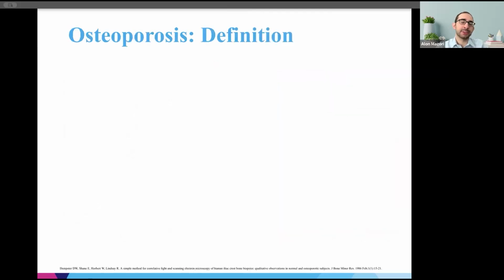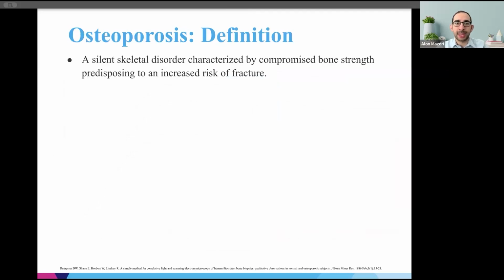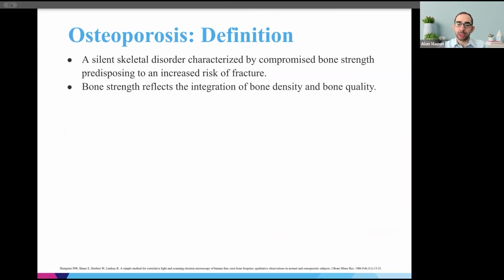This information allows us to construct a definition for osteoporosis. It is a silent skeletal disorder characterized by compromised bone strength, predisposing to an increased risk of fracture. Bone strength reflects both bone density and bone quality. And as we know, bone density can be readily measured with DEXA scans. Symptoms, which could be back or thigh pain, occur only after a fracture. So if no fracture has occurred, then osteoporosis is not responsible for the symptom.